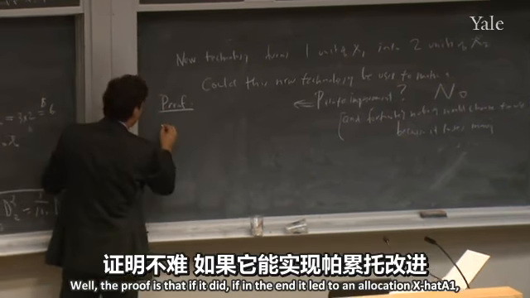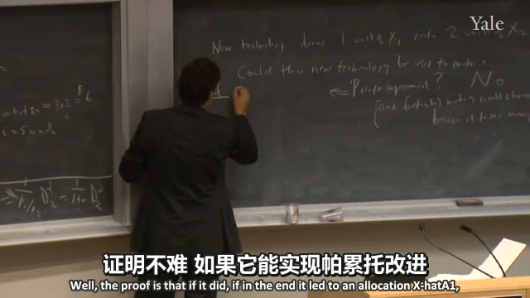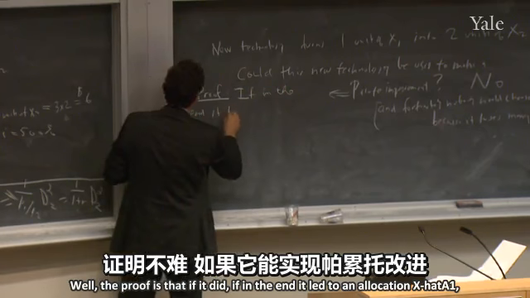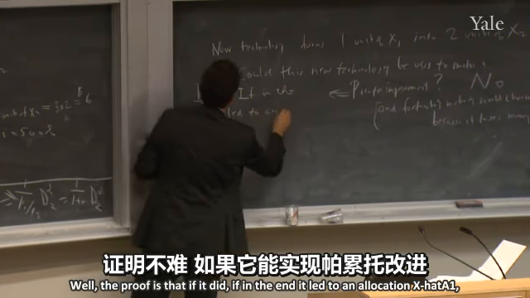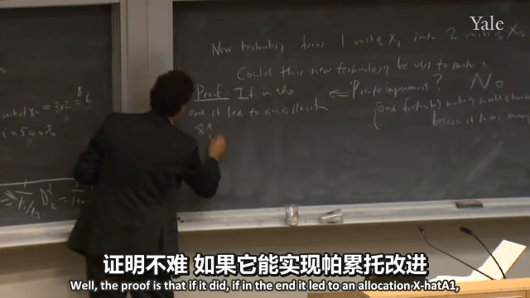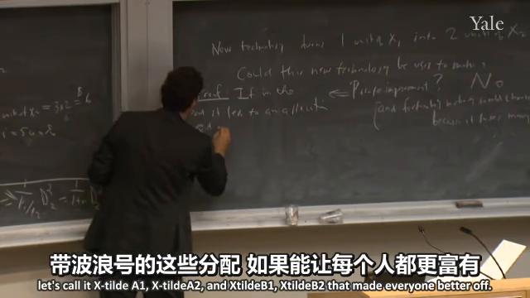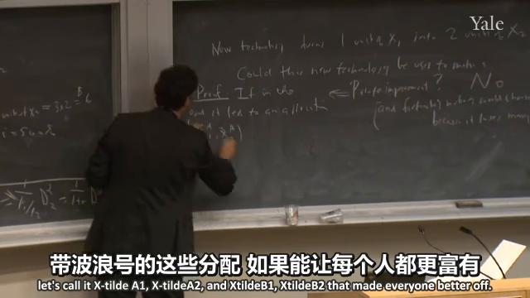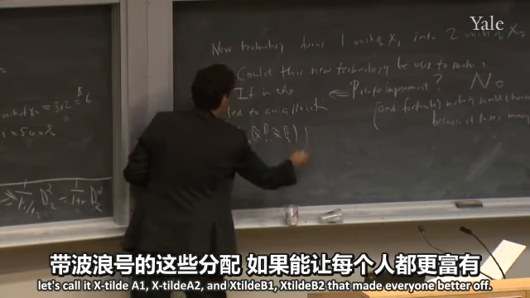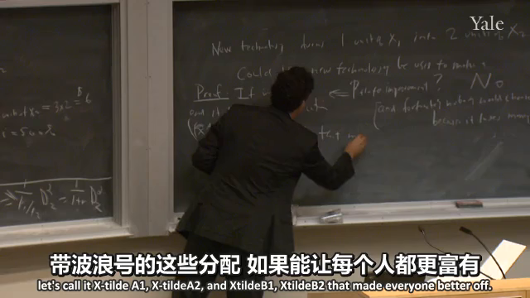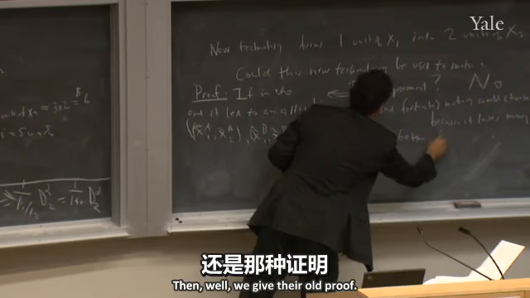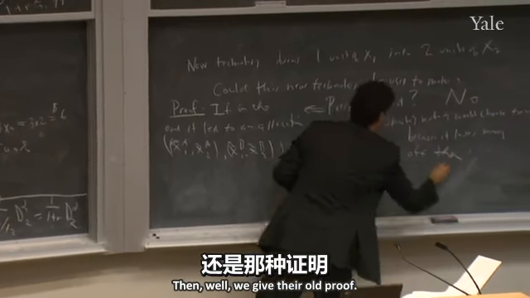Well, the proof is that if it did, if in the end it led to an allocation, let's call it x twiddle A1, x twiddle A2, and x twiddle B1, x twiddle B2, that made everyone better off, okay, then, well, we give their old proof.